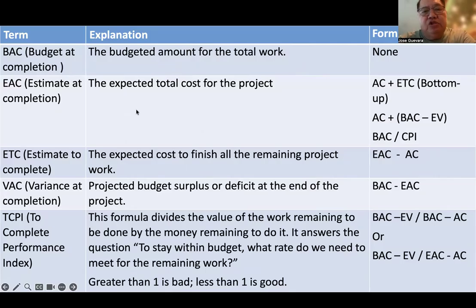EAC is the expected total project cost. We're going to talk on the next slide about the different calculations for EAC. ETC is how much money is still needed. VAC, variance at completion, is basically the expected surplus or deficit when we complete the project. And TCPI: what level of efficiency must we achieve to finish within the budget?